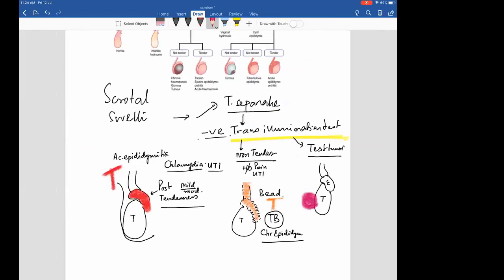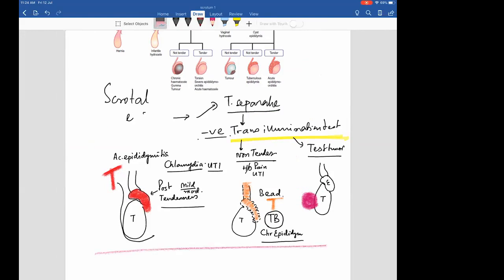So, this more or less completes that one. What please remember is that appendix of the testes and appendix of the epididymis will usually present with a torsion, and they are technically indistinguishable from a torsion of the testes clinically, unless you have done an ultrasound, which proves that. So we have said about the whole approach to a scrotal swelling.